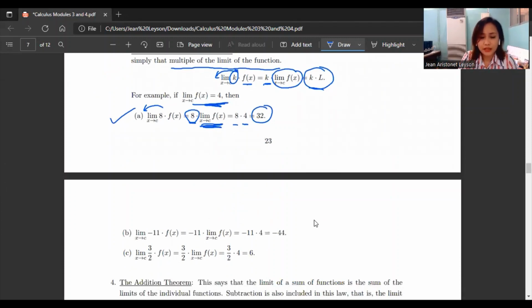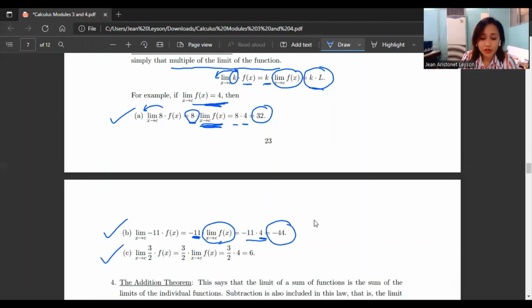Letter B, the limit of -11 times f of x as x approaches c, again, place the constant before the limit of the function, then evaluate the limit, which is already given, which is 4, then simply multiply, that will give us -44.